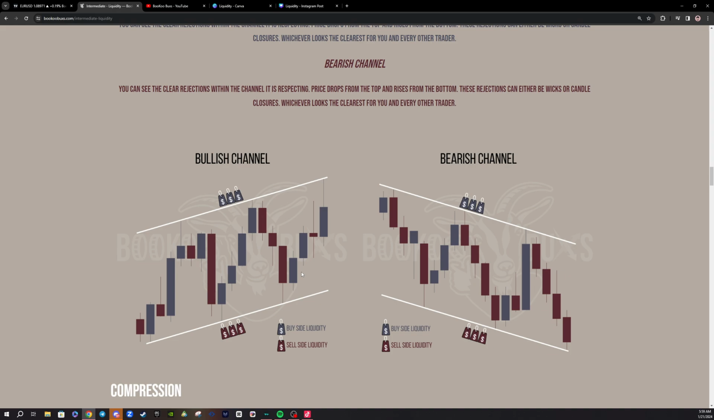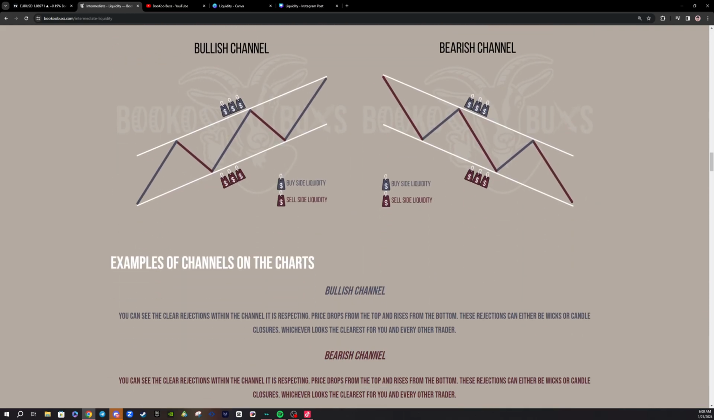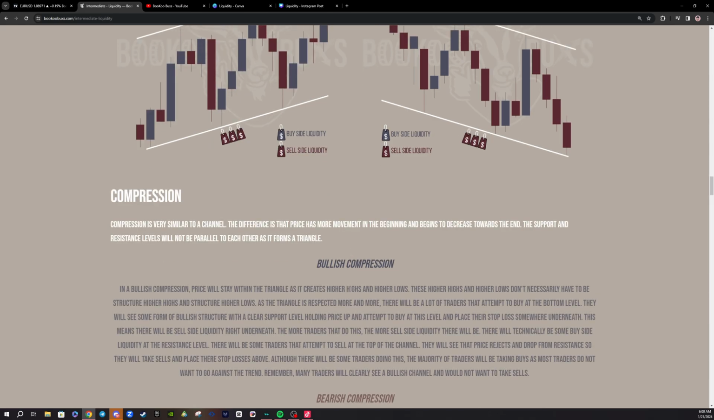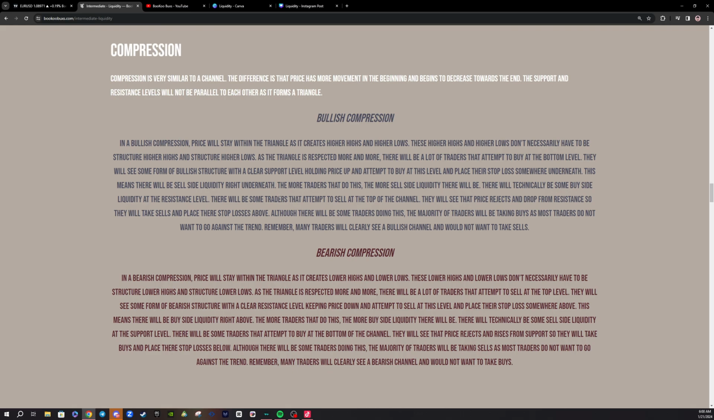But all the channel is, it looks like consolidation, sideways movement, but rather than just going completely sideways, you have direction. Price going upwards or downwards while price is still relatively in that tube-like shape. Compression.